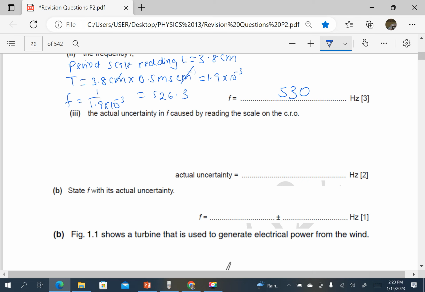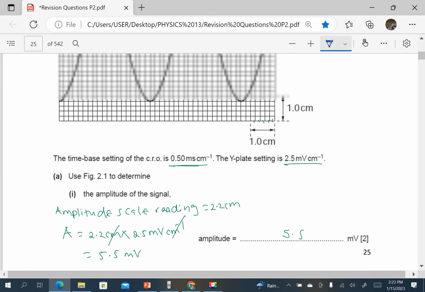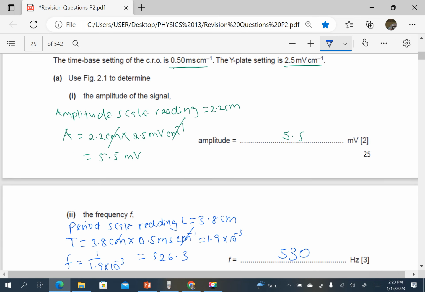The actual uncertainty in F is caused by reading the scale on the CRO. F is read in the horizontal, and the value which affects the uncertainty in the horizontal is 3.8. So we just quote the uncertainty in reading 3.8. The uncertainty in reading 3.8 centimeters: we take the smallest reading on the grid. The smallest reading is 1 over 5, which is 0.2. So that will be the uncertainty.